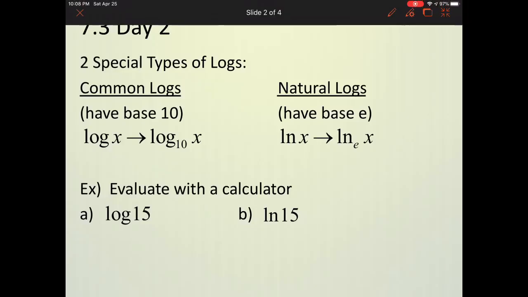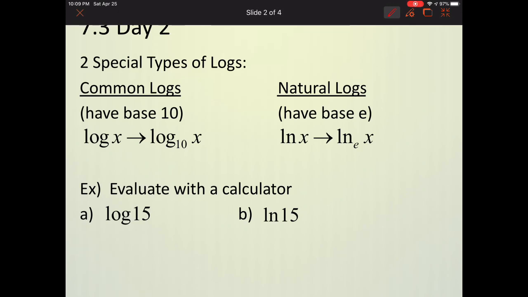All right, today we're going to do 7.3 day 2, which is still in logarithmic functions, but today what we're going to do is evaluate them. We are going to make them into another number. We're going to solve them, if you will, but we're going to evaluate them in their proper forms.